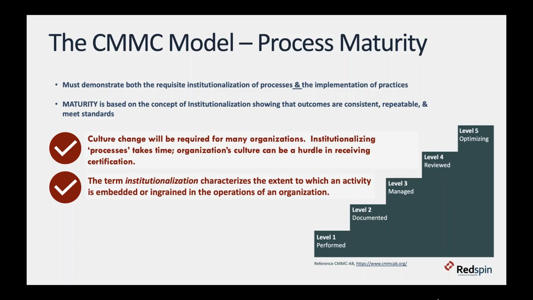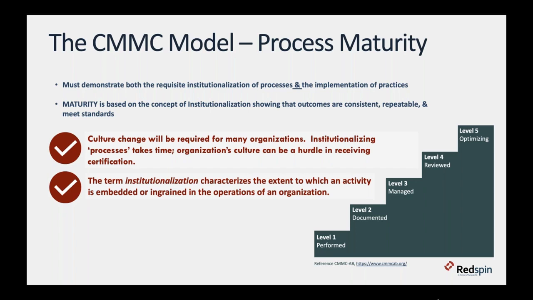So institutionalizing processes takes time. Remember that it does take time. Some of you have been finding that out. In some cases, organizations' culture can be a hurdle in receiving certification. The culture can get in the way. So basically, which some organizations are running into, and this is throughout the organization, it's not within the IT department or cybersecurity department.